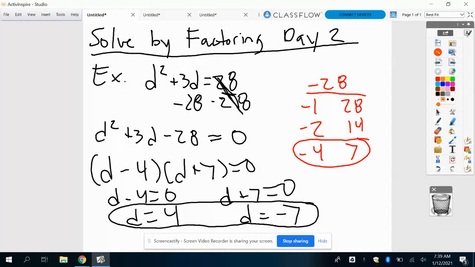So the difference here is we're making sure we have our quadratic set equal to 0. Okay, so once we get to this point, that's what we did yesterday.